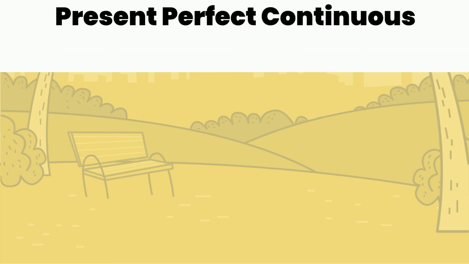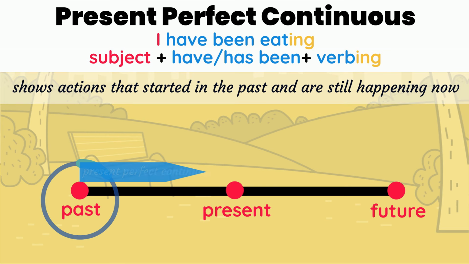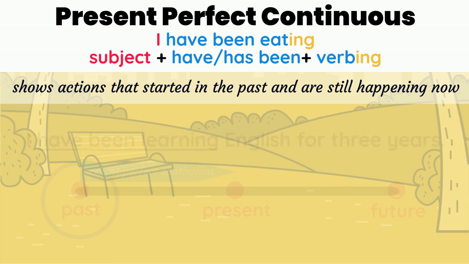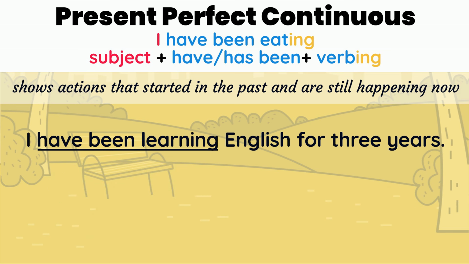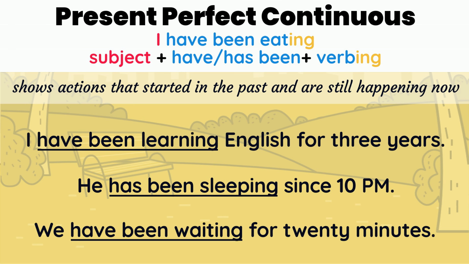The last present tense is present perfect continuous, as in, I have been eating. This one's for actions that started in the past and are still happening now. I have been learning English for 3 years. This sentence shows that I started learning English 3 years ago, and it is still happening now. He has been sleeping since 10 p.m. We have been waiting for 20 minutes. Use this when you want to show duration, like how long has this action been happening?